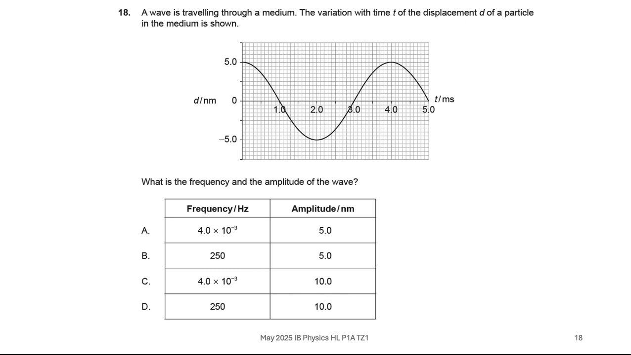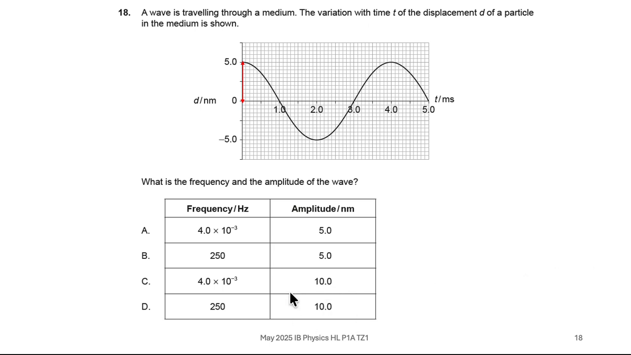Now the first thing I would do here is remind myself of what amplitude means. Amplitude is something I can get directly from the graph. Our amplitude is simply the distance from that undisturbed point to the maximum displacement. So you can see here we've got 0 to 5. This 5 is in nanometers. We're looking for an amplitude of 5 nanometers.